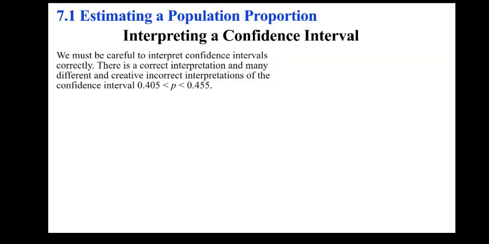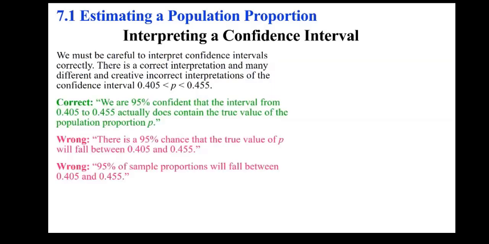There is a correct interpretation and many different and creative incorrect interpretations of the confidence interval 0.405 is less than P is less than 0.455. Correct: We are 95% confident that the interval from 0.405 to 0.455 actually does contain the true value of the population proportion P. Wrong: There's a 95% chance that the true value of P will fall between 0.405 and 0.455.